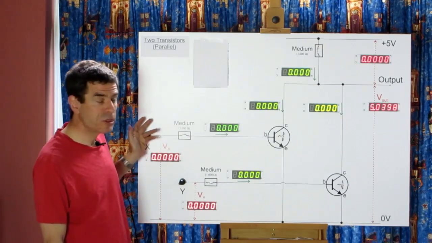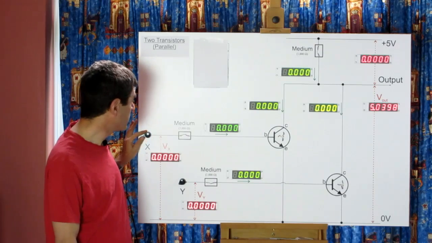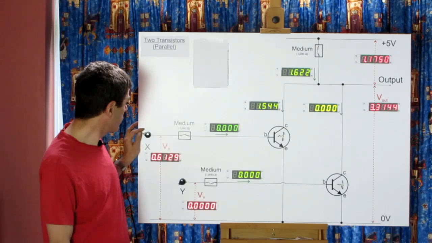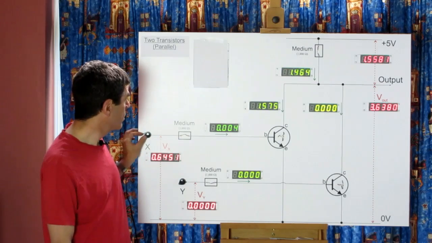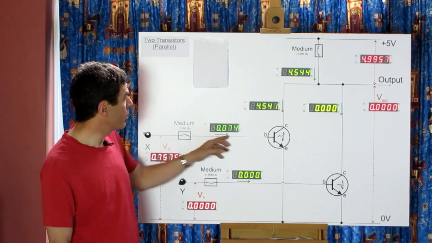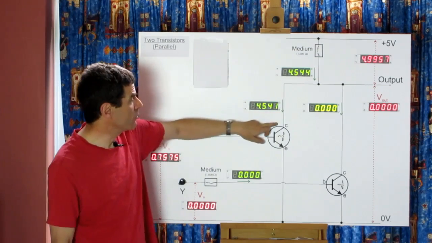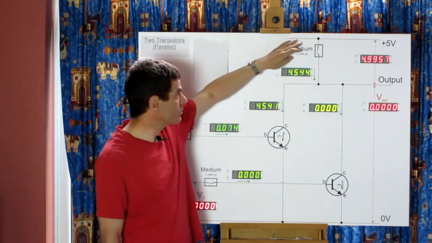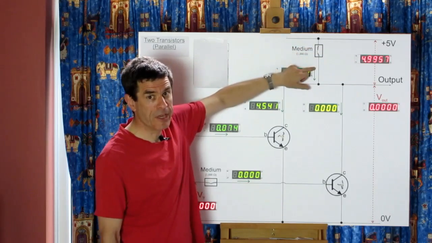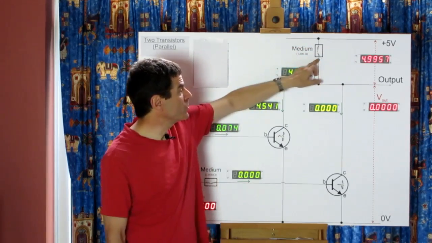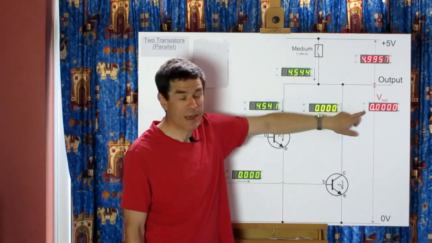If we do the same with the other transistor, we get a similar kind of behaviour. If we go above the threshold, we start to see current flowing into the base of the transistor. Again, current flowing into the collector, which is coming through this resistor here. So a voltage drop across this resistor, reducing our output to 0.